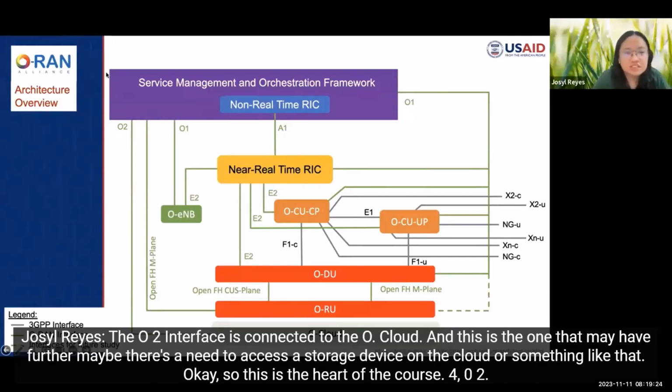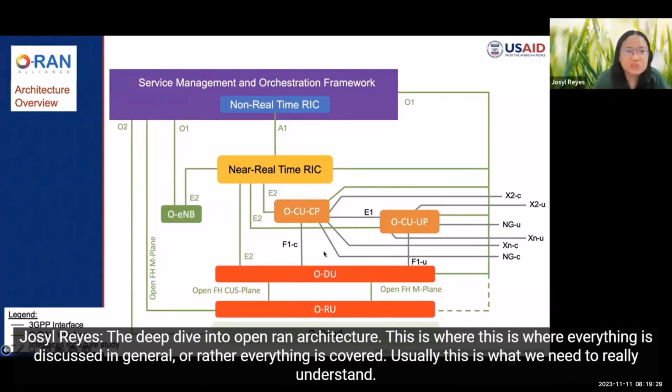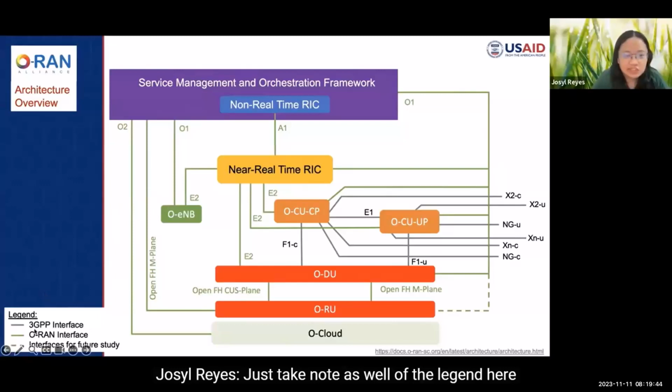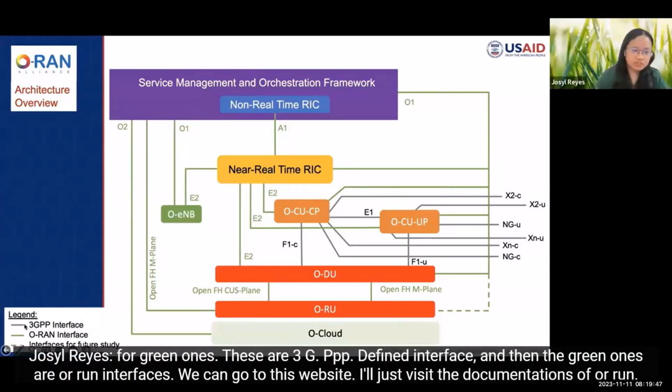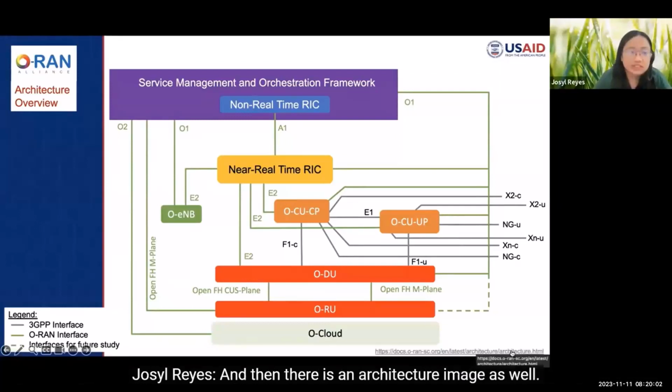Okay, so this is the heart of the course 402, the deep dive into Open RAN architecture. This is where everything is covered. Usually, this is what we need to really understand. Just take note as well of the legend here. The gray ones are 3GPP defined interfaces, and the green ones are ORAN interfaces. You can go to this website, or just visit the documentation of ORAN, and there's an architecture image as well.